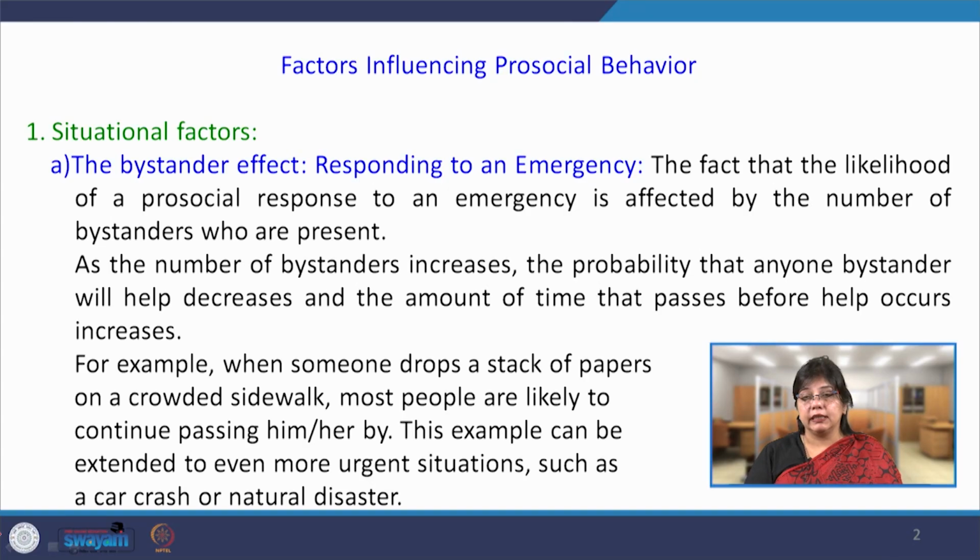Today, I will talk about factors influencing prosocial behavior, that is, how a person decides to engage in a prosocial act or offer help to the person in need. It can be a need, it can be an emergency.